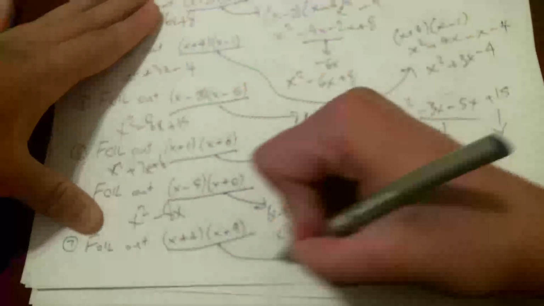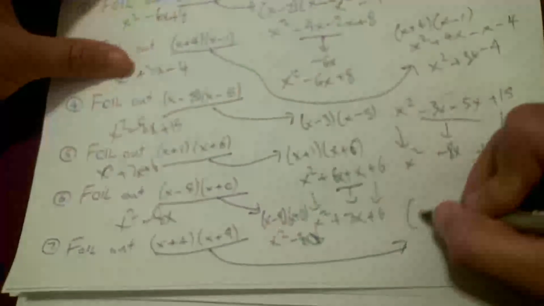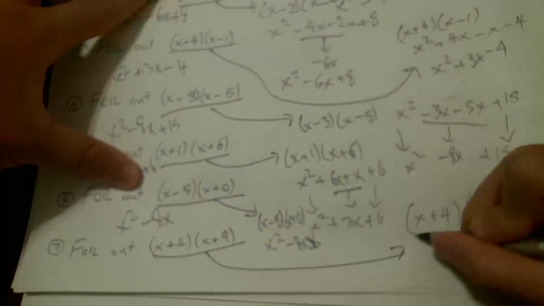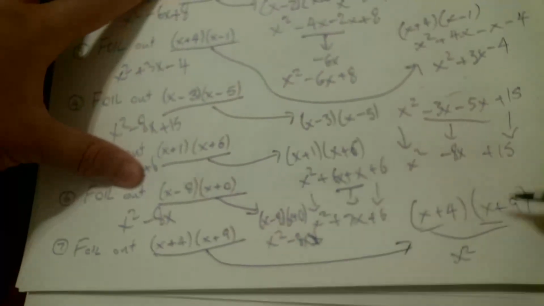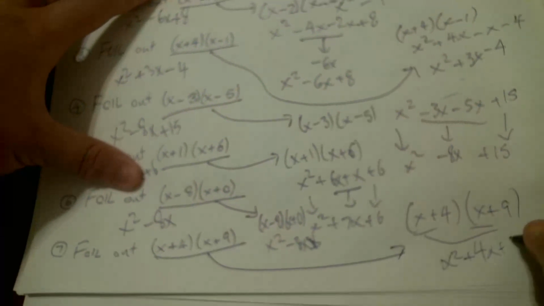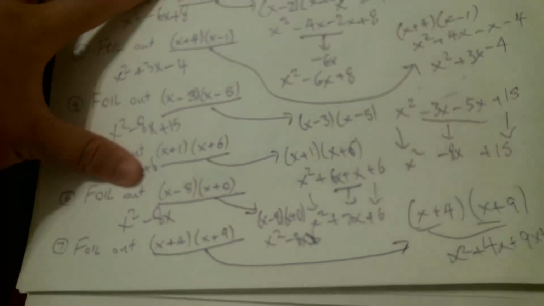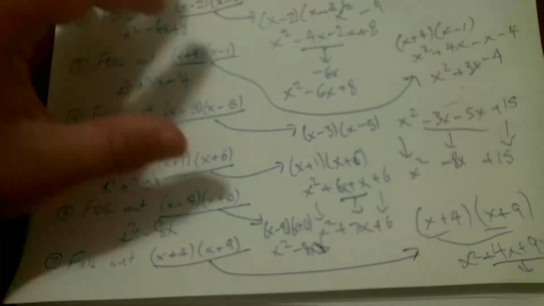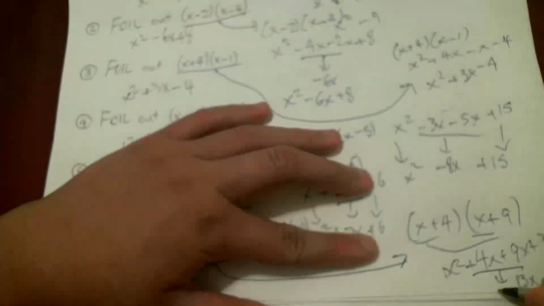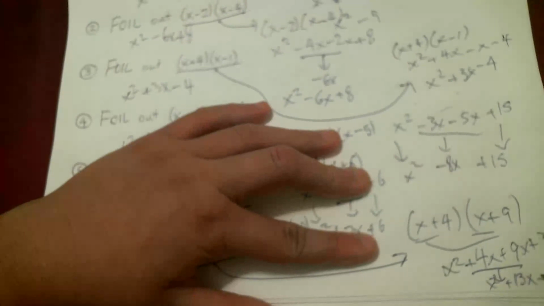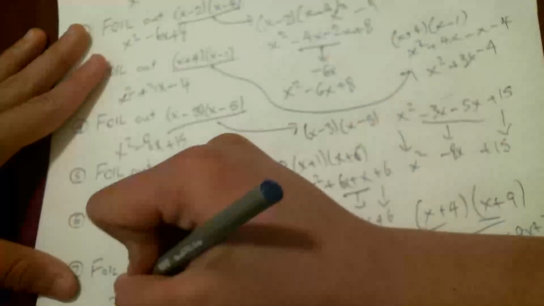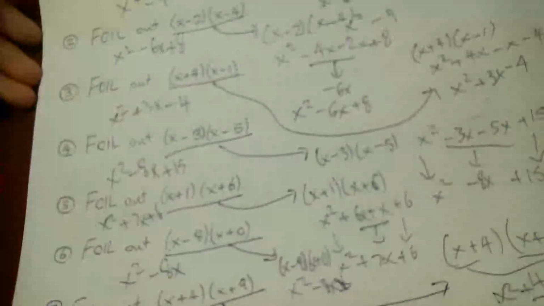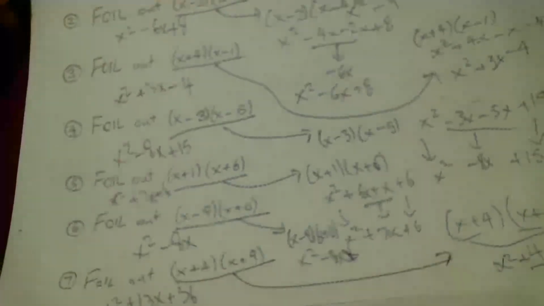Alright, so let's try the very last problem, which asks to solve x plus 4 times x plus 9. So let's do this one first. This is x squared plus 4x plus 9x plus 4 times 9 equals 36. This here equals 4 plus 9, that is 13x. X squared plus 13x plus 36. So x squared plus 13x plus 36 would be our final answer. And that would also end our lesson for today.